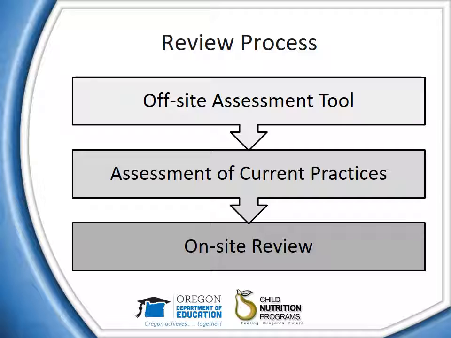The administrative review uses a multi-step process to determine the sponsor's level of compliance with federal and state regulations. The review begins with an off-site assessment tool, a series of questions emailed to each sponsor scheduled for review. The off-site assessment tool provides specialists with baseline information about each sponsor's current practices. Additional information is collected to help the reviewer understand and assess current practices. The information will be validated on-site based on staff interviews, documentation, and observations.